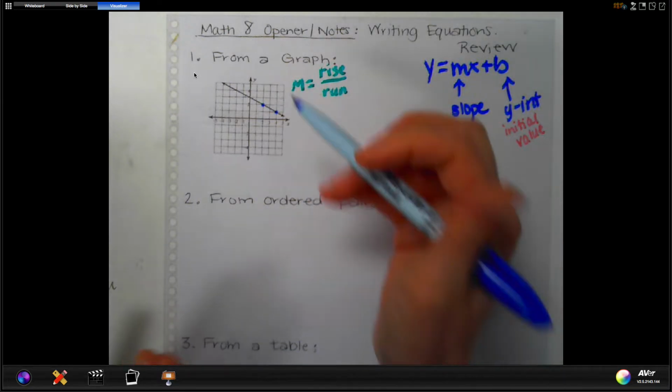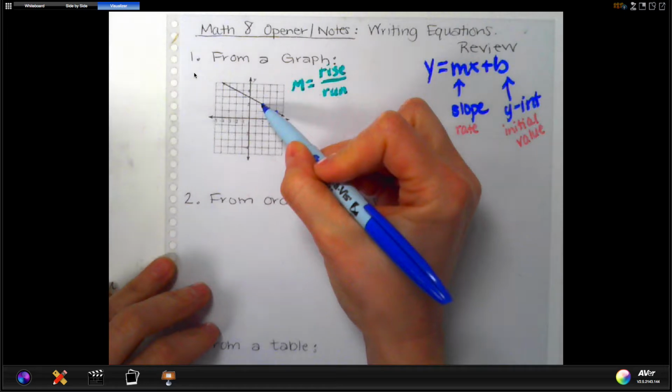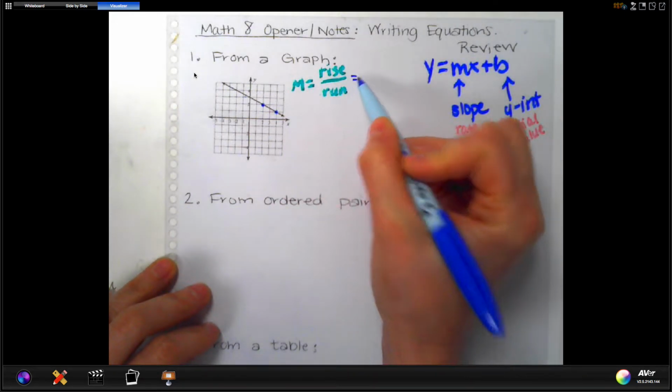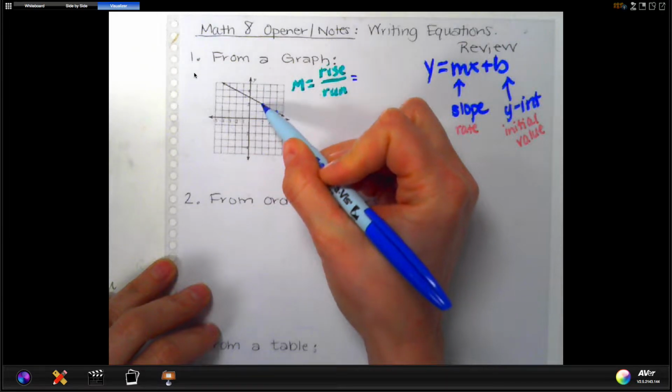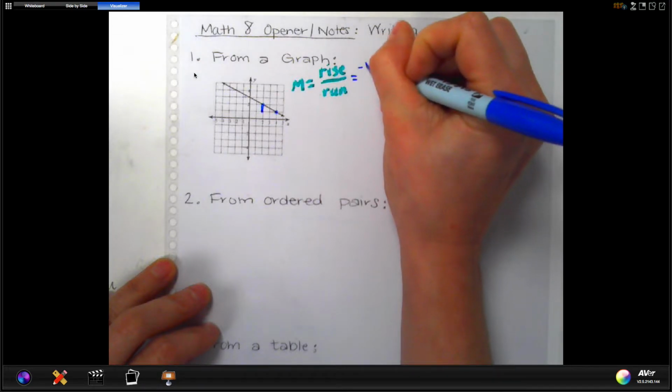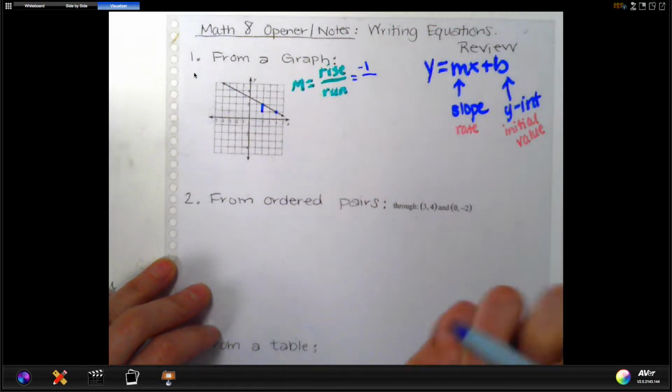So the idea for rise over run is if I'm going to travel from this dot to this dot, I'm going to start with rise. So how far up or down would I travel? Well, I would travel down 1 square. So down 1 means negative. So -1 would be my rise.